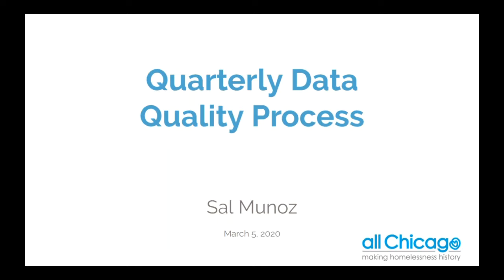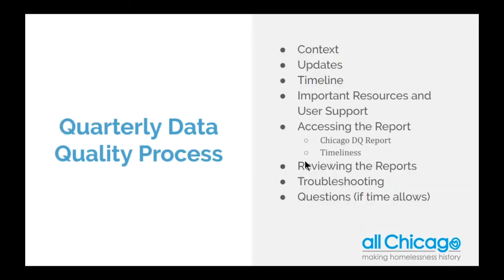So my name's Sal Munoz, and today we are going to be talking about the quarterly data quality process for the quarter of Q4 2019. What we're going to do is give a little bit of context, show you how to run the report itself, and then also go through the process of troubleshooting some of the typical questions that you may be seeing when you have to go through the process of fixing your data quality. So let's get started.